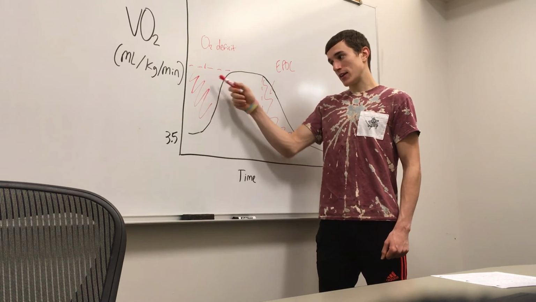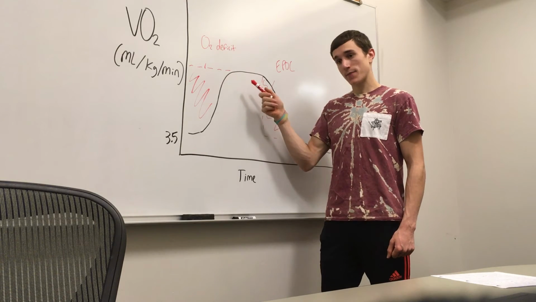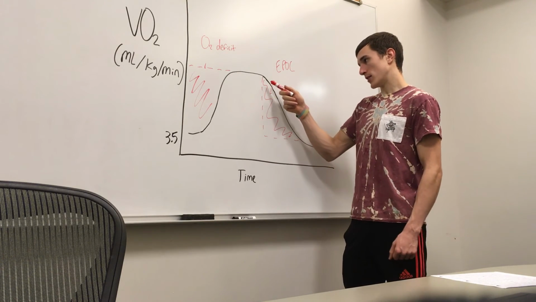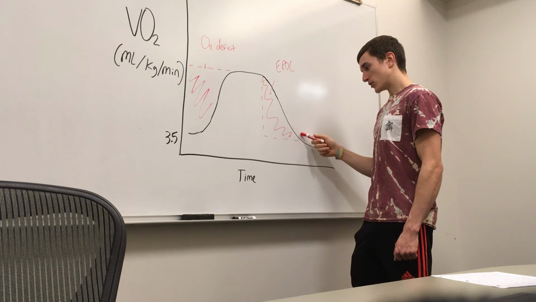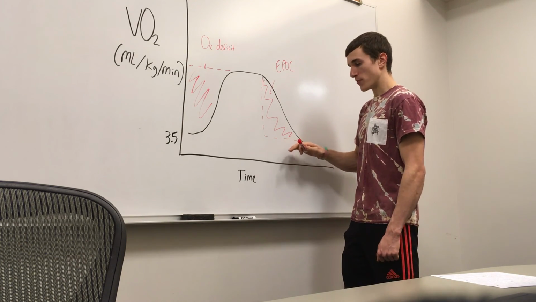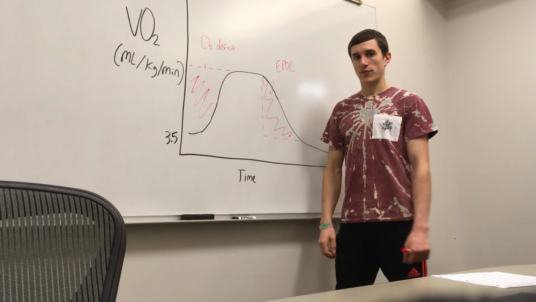Oxygen deficit is the oxygen that you're not taking in before you reach the steady state, and EPOC is the excess amount of oxygen that you're taking in until you reach the O2 demand of a resting level after exercise.